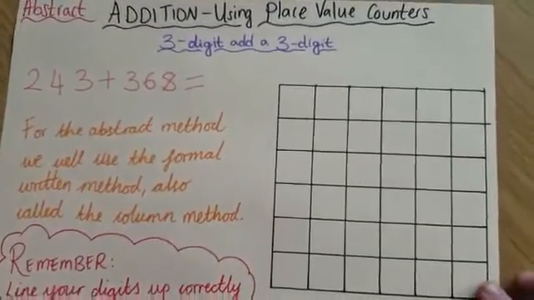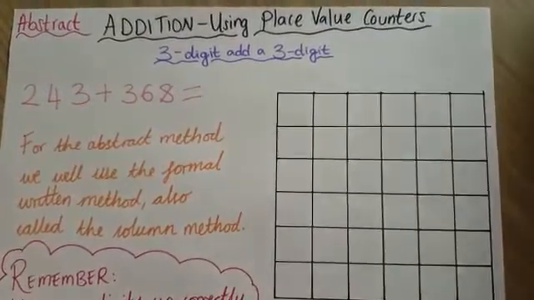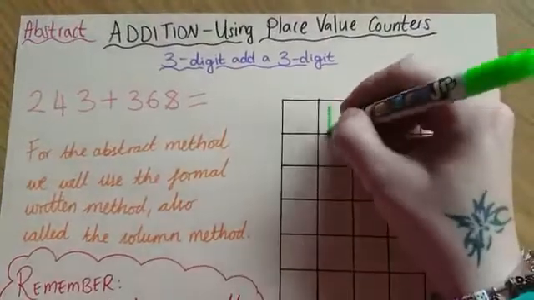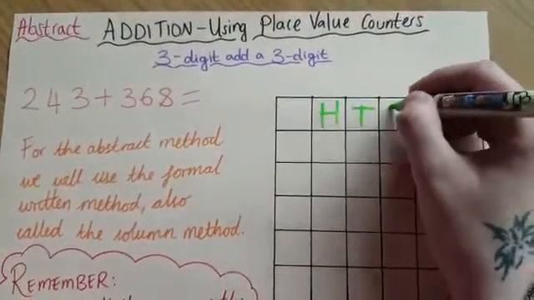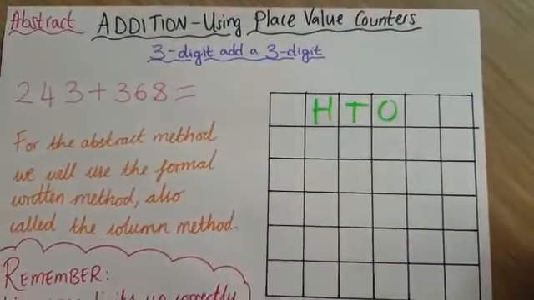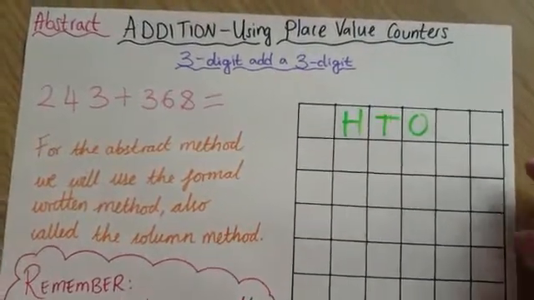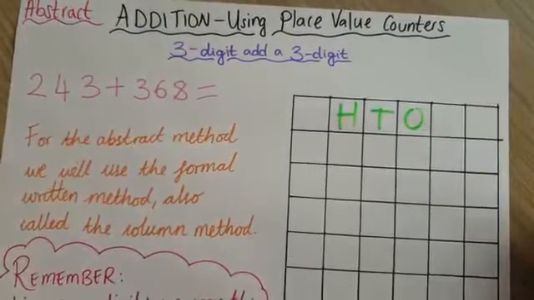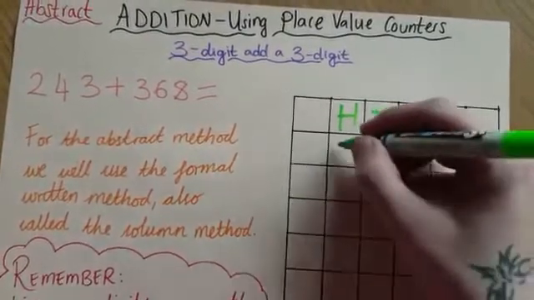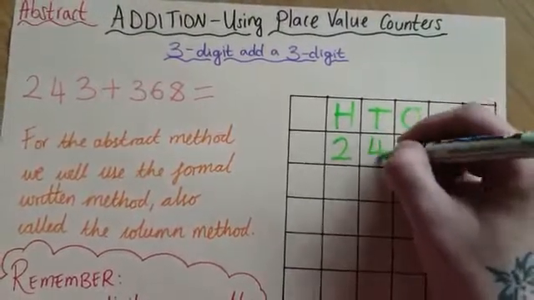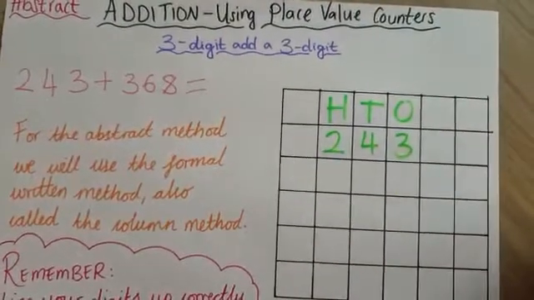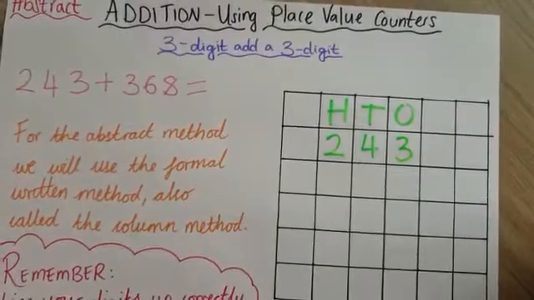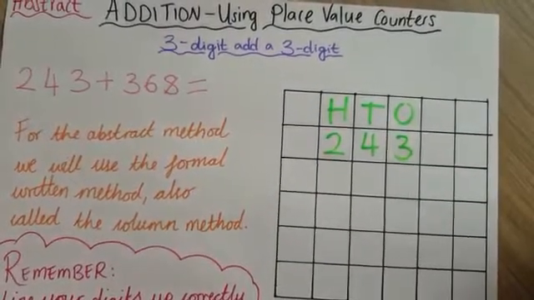And you will have to remember that you will need to line up your digits correctly in your book. So, to start with, you may encourage the children to write hundreds, tens, ones, so they can identify the columns that they are going to put their numbers into. So, I'm going to start off with 243. So when I've got 243, and I'm going to be adding 368. This is where I will need to make sure I line up my digits correctly.